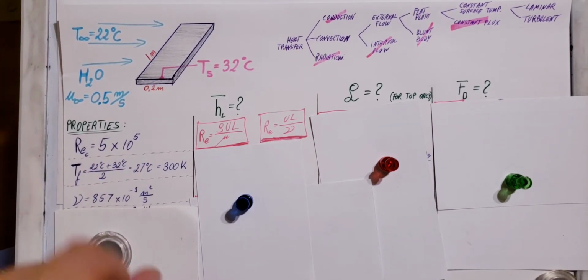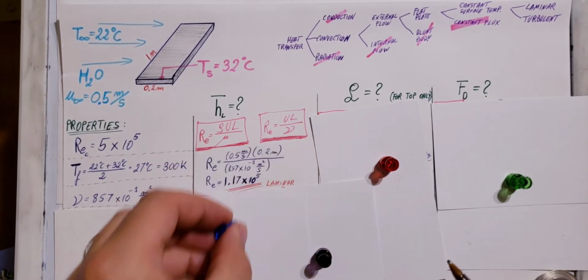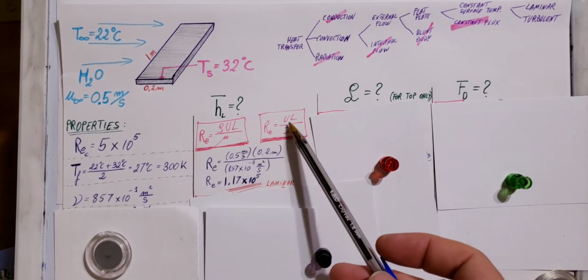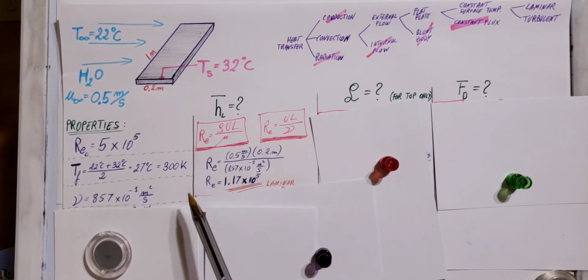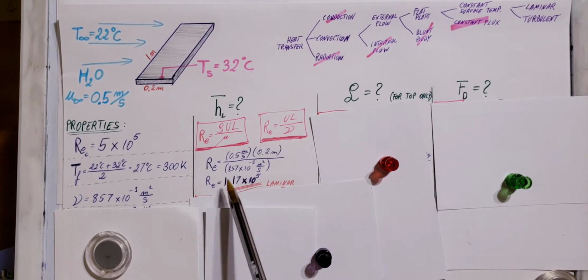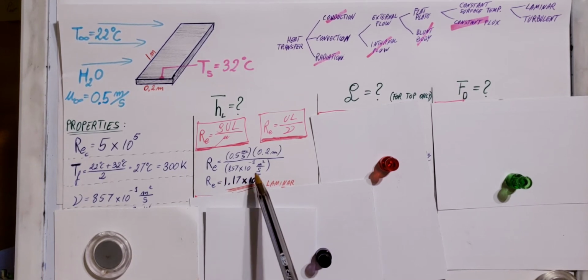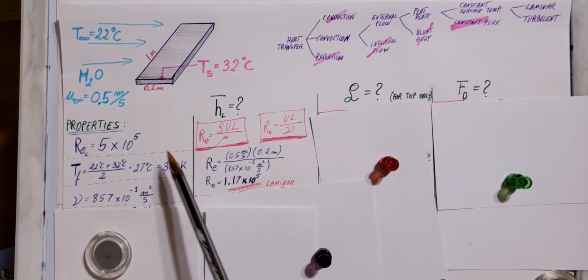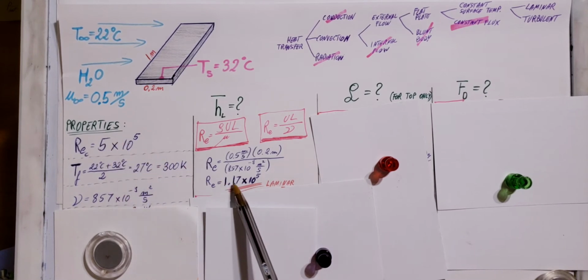There it is, our kinematic viscosity. Now we have everything that we need. We can go ahead and plug into our formula for Reynolds number, and we find that our Reynolds number is 1.17 × 10^5. Now compare it to the critical, it is smaller.